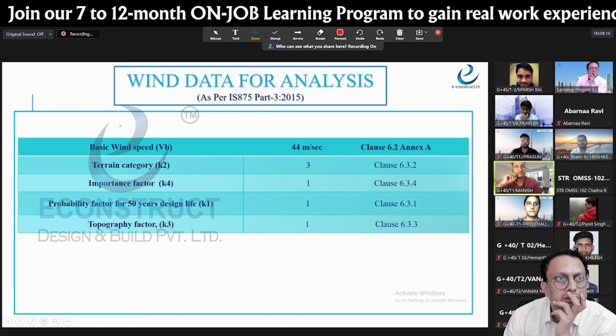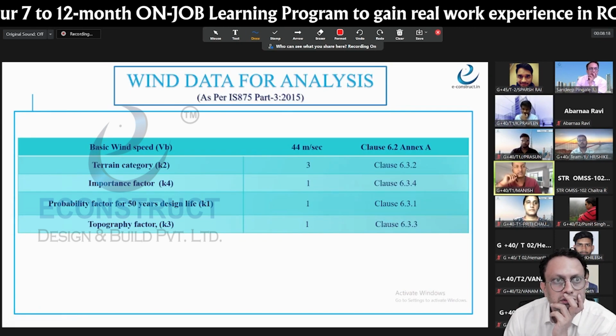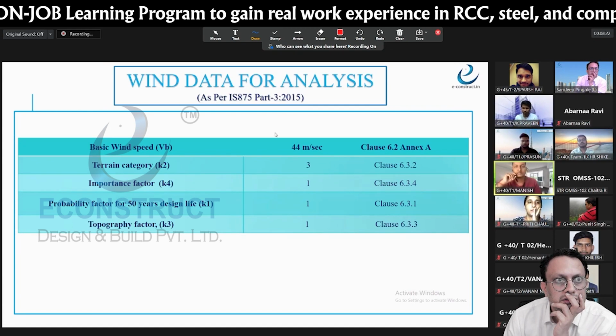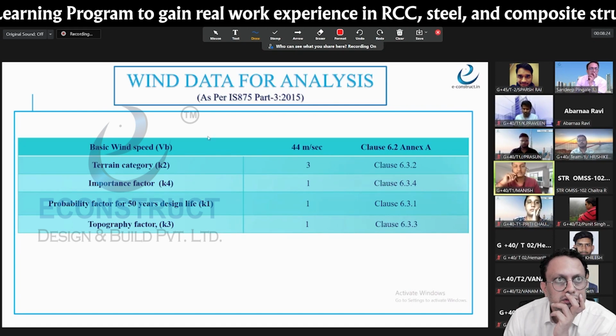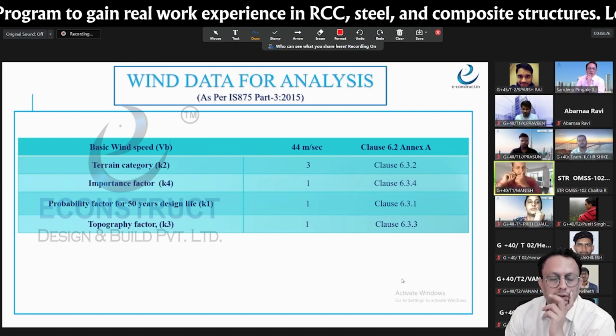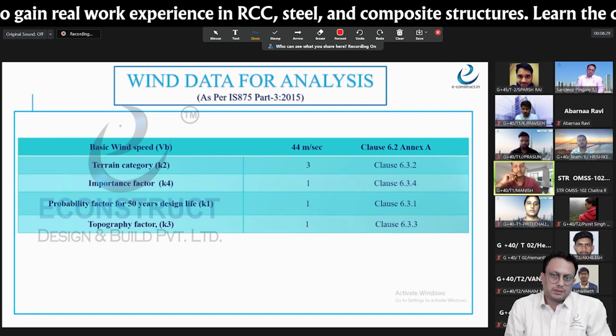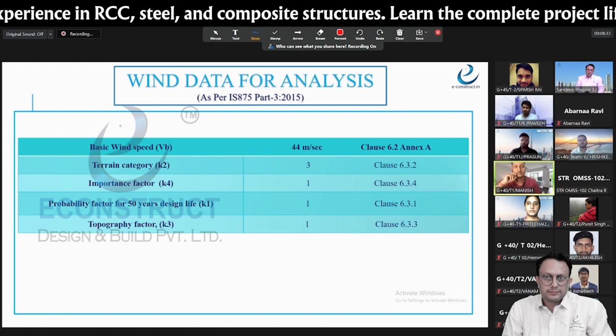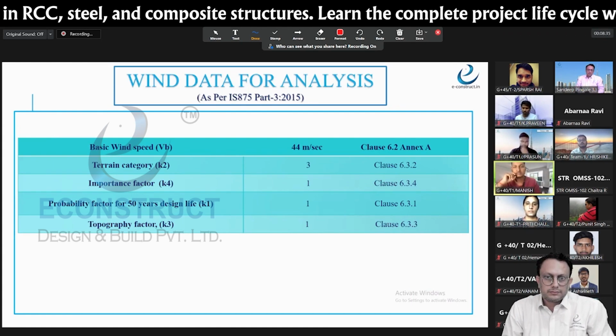And this is the wind data in which we have taken 44 meter per second, and the terrain category is 3, and importance factor we have taken 1, and we are designing for up to 15 years, and topographical factor is 1. Next slide.